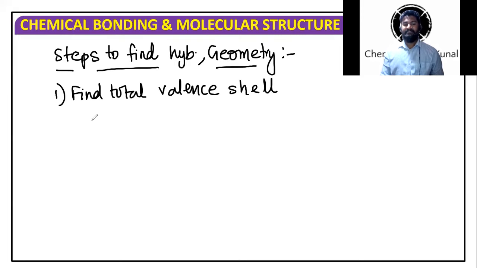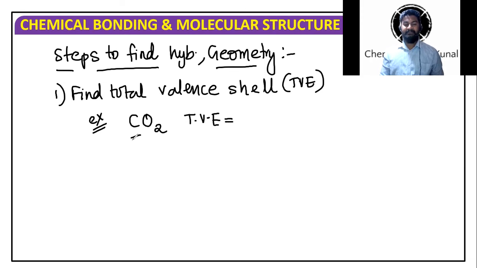For example, you have CO2. So how many valence electrons are there? I'm going to call it TVE just to save some time. The total valence electron can also be said as TVE. So please find the total valence electron. Carbon atom is 2, 4. So what's the valence electrons? Yes, absolutely right. It's 4.